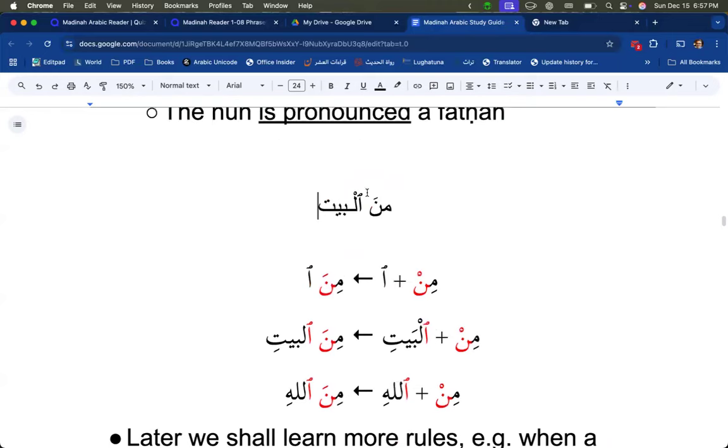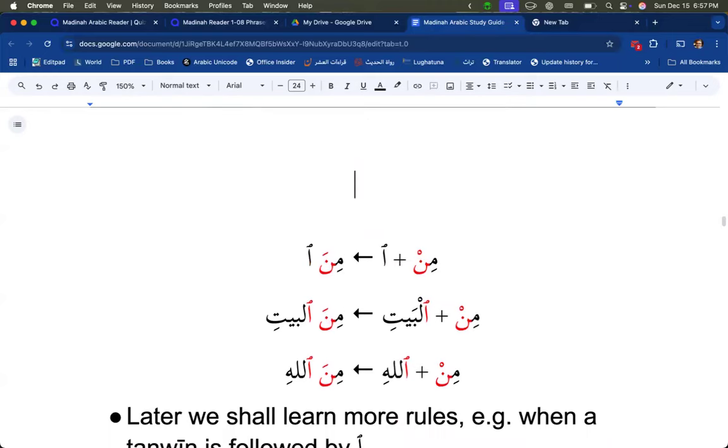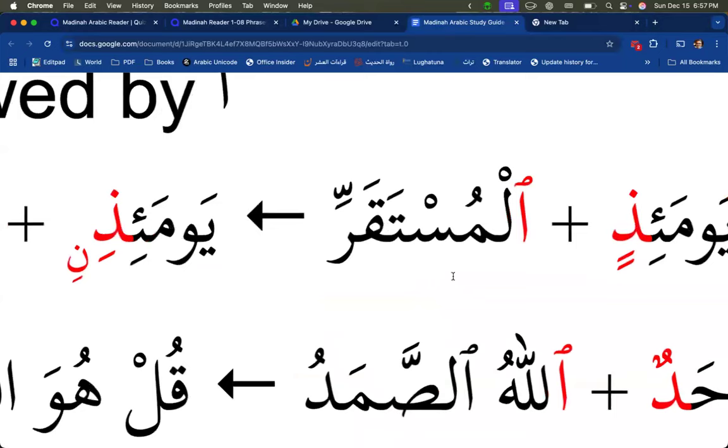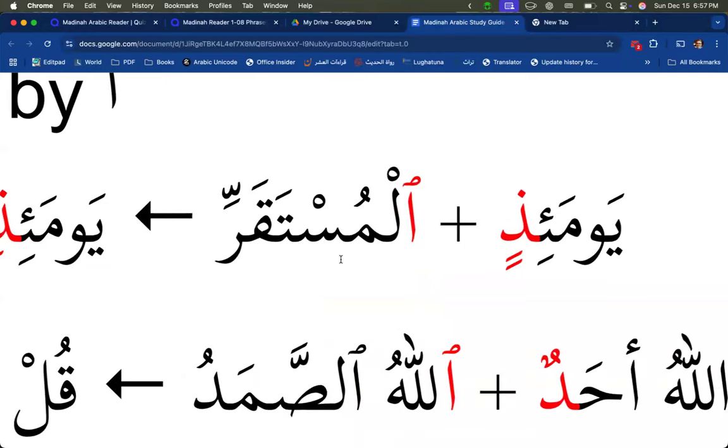Okay, so in the Quran, in the Desi Quran, you'll see a small noon at the bottom sometimes, right? So for example, the word yawma idin, and then al-mustaqar. So if you were to say this together, how would you say it? Does that make sense? Why did you not say the tanween? Why did you say yawma idil mustaqar? What happened to the tanween? You ate the tanween.